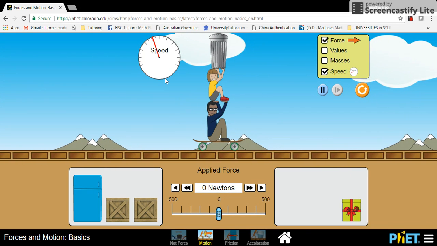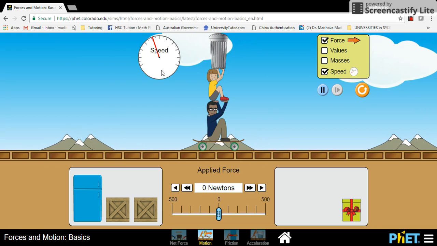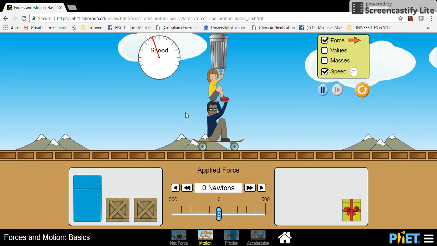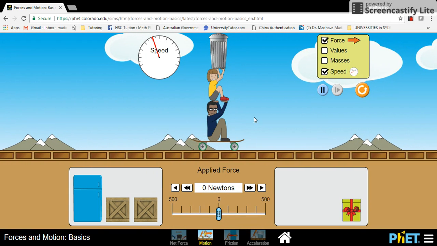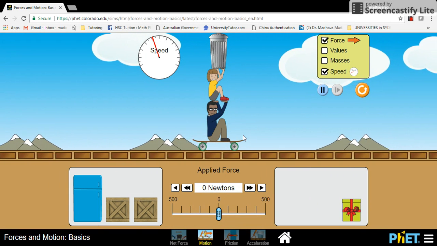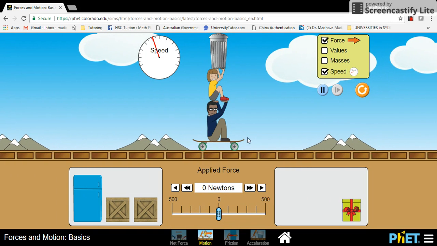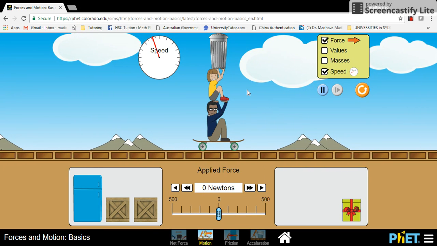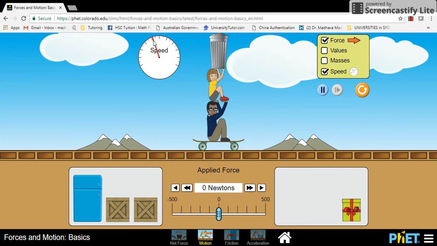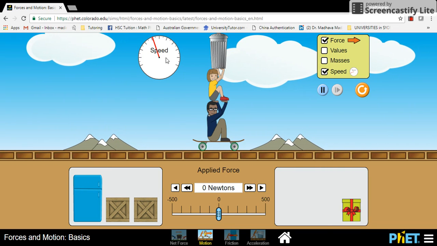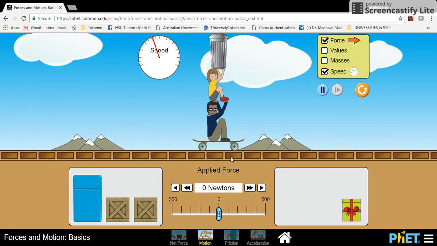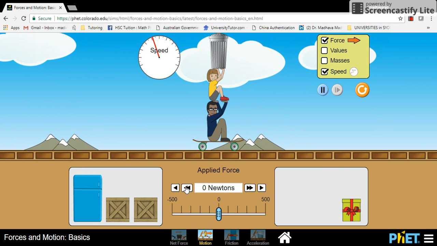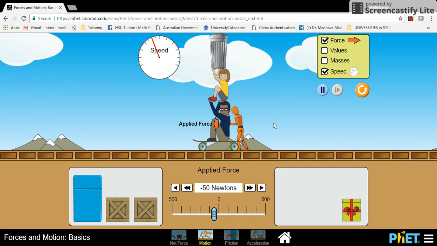So what does Newton's first law say? Whenever there is no net force acting on an object, objects in motion will keep moving in a straight line, and objects at rest will stay at rest, right? So this is an object that is moving in a straight line, and it will go on like this indefinitely, forever. That means the speed of this object will always remain constant as long as there is no force acting on it.